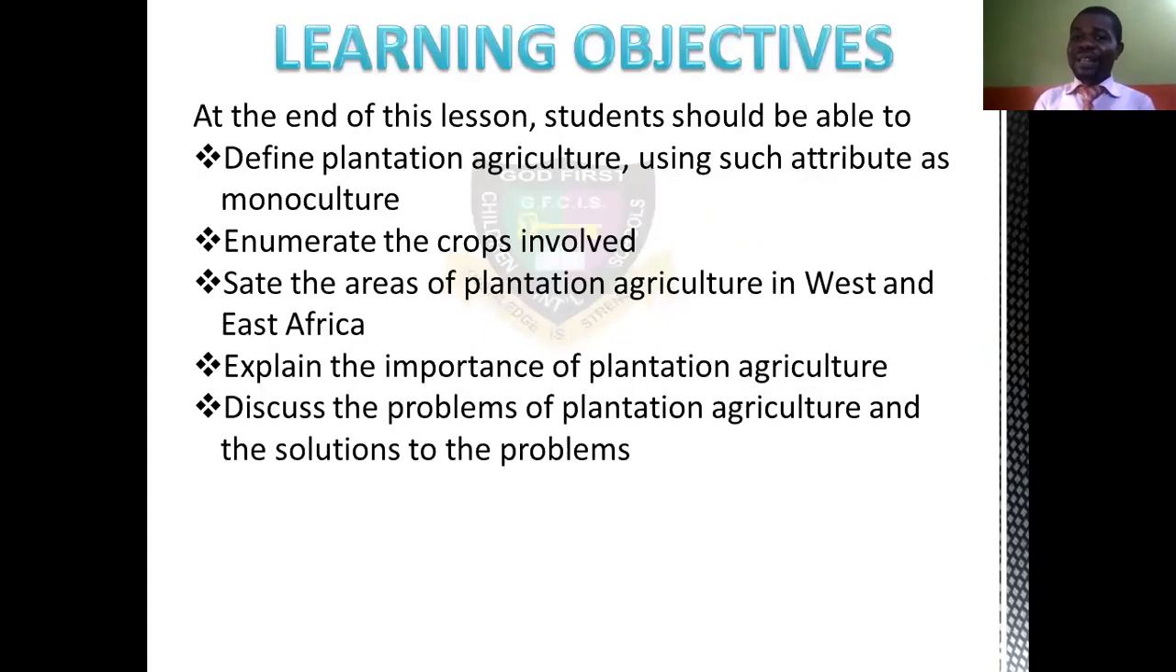At the end of this lesson, you should be able to: one, define plantation agriculture using such attributes as monoculture. Two, enumerate the crops involved. Three, state the areas of plantation agriculture in West and East Africa. Four, explain the importance of plantation agriculture. And then lastly, discuss the problems of plantation agriculture and the solutions to the problems. These are things we want to achieve in the course of this lesson.